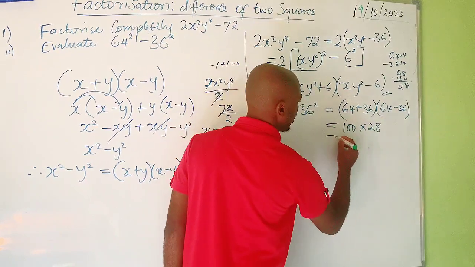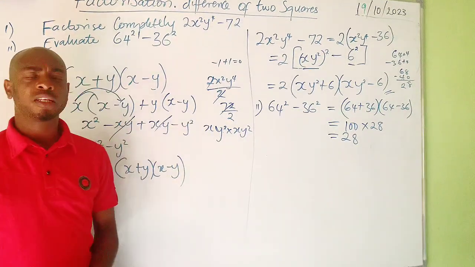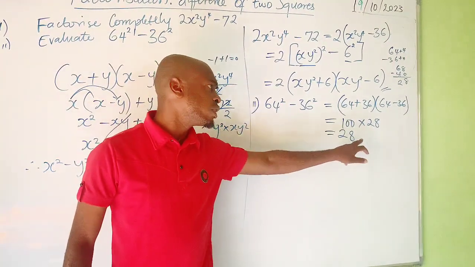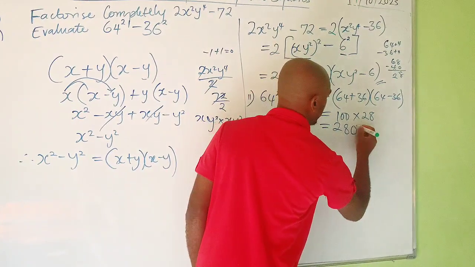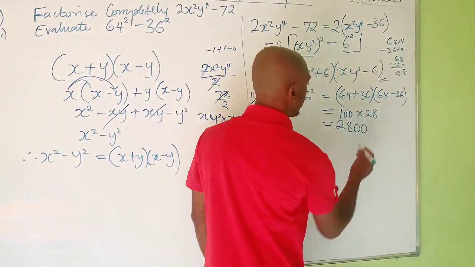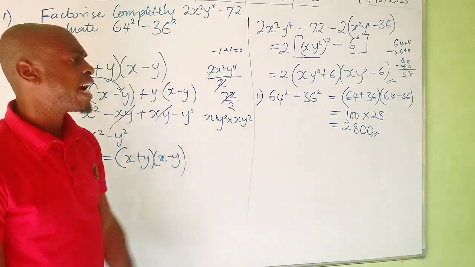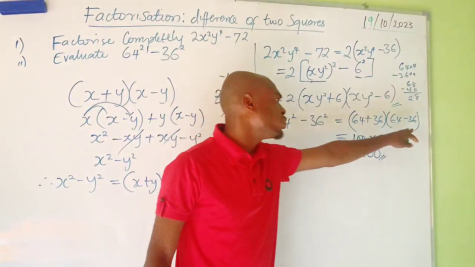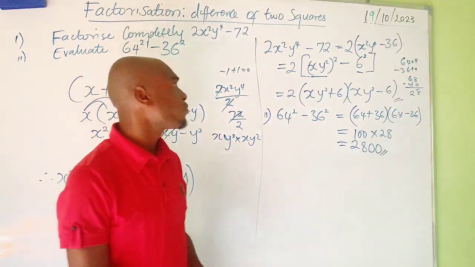100 times 28, very easy. Anytime you multiply a number by 100, you only need to add 2 zeros to the number. So 28 times 100 gives us 2,800. So instead of using the long process of simplifying and expanding, you need to use just 1, 2, 3 steps to get the work done.